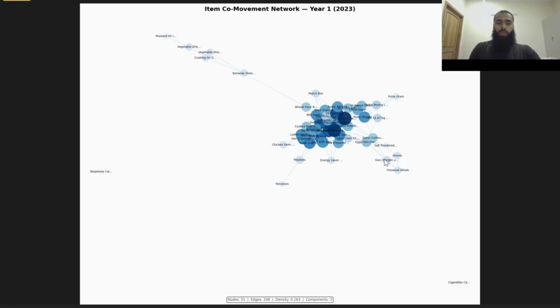When talking about year one, 2023, the network is the densest, 208 edges, with interconnected clusters and very few isolated nodes, as shown. This was Pakistan's most turbulent inflation year. The rupee depreciated sharply, fuel prices spiked after the IMF deal, and commodity prices cascaded through the entire basket. When everything is moving chaotically, prices happen to move together, producing many spurious but detectable co-movements.